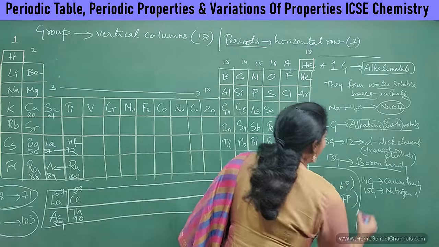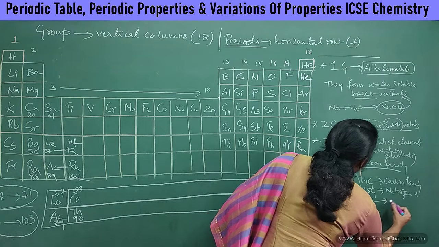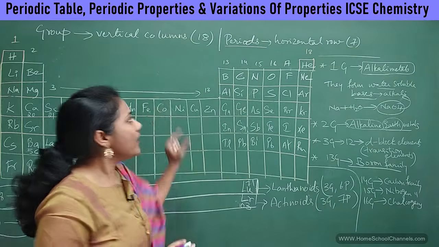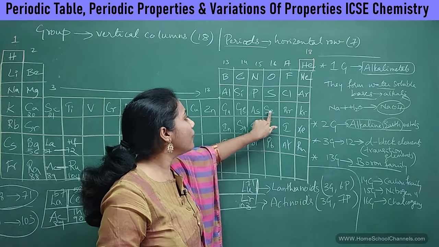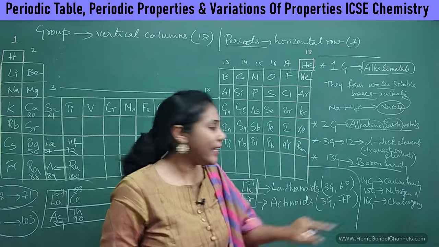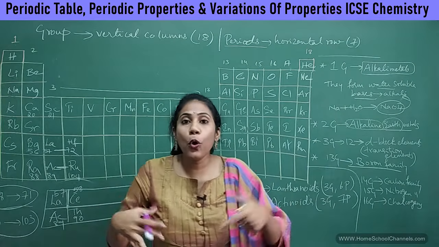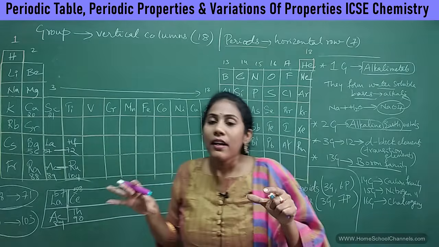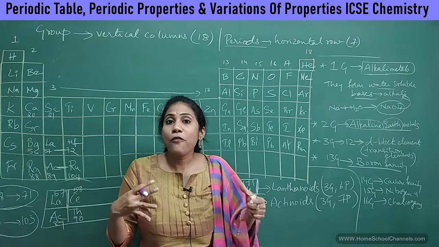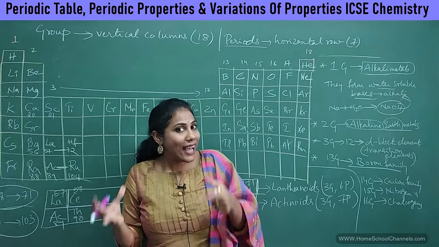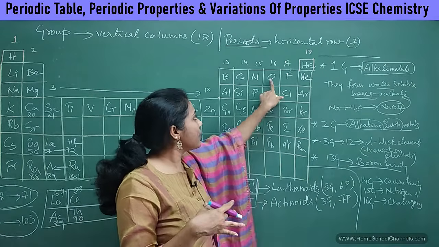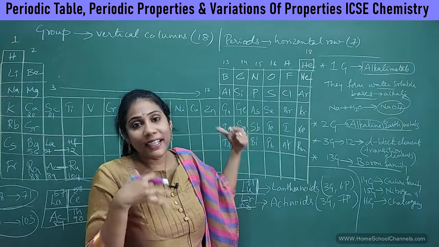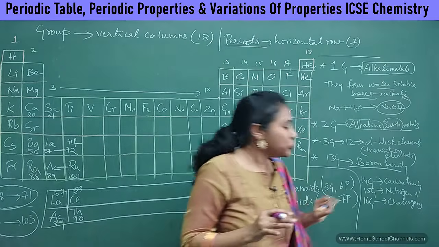15th group elements are called the nitrogen family. And 16th group elements are called chalcogens. We call them chalcogens because they have ore forming capacity. Chalcogens means ore forming agents. All these elements are present in our earth crust in the form of ores, either oxides or sulfides, most of the metals. So they have ore forming ability, and are called chalcogens.